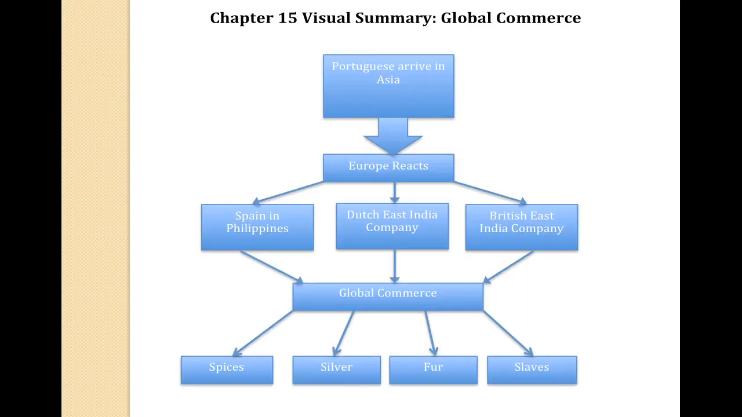For the visual summary, we begin with the Portuguese arriving in Asia, the reaction of Europe, Spain, and the Philippines, and the Dutch and British East India companies, contributing to a global commerce. And the main commodities that were traded at this time were spices from the Indies, fur from North America and Russia, and slaves from West Africa. And one of the chief currencies that is used to pay for all this, of course, is silver. That's your Chapter 15 overview.